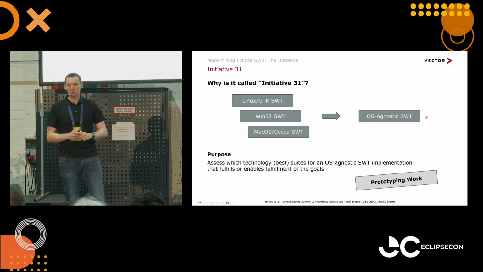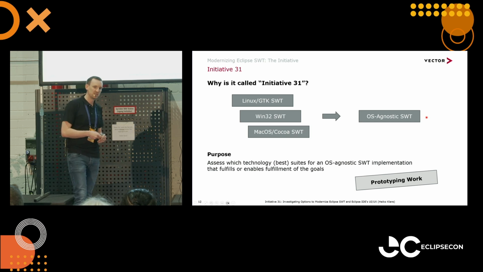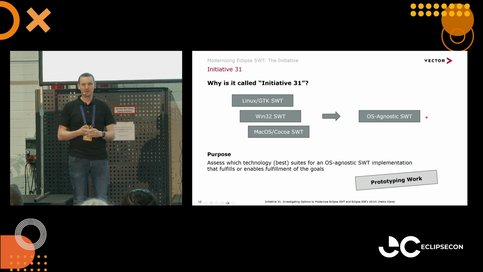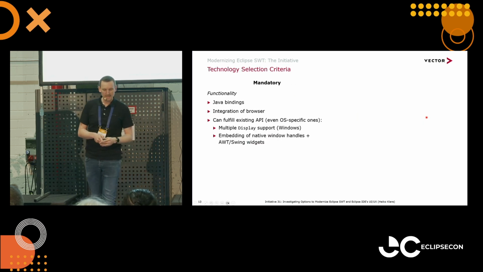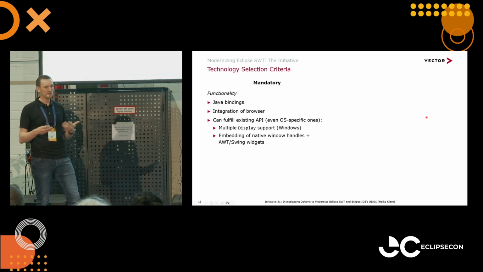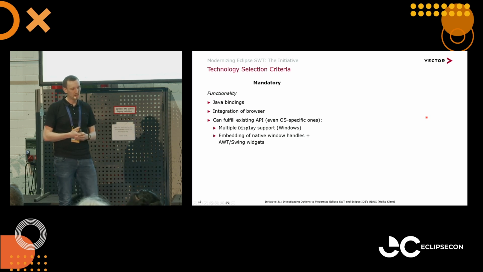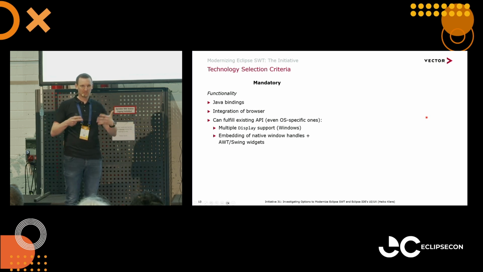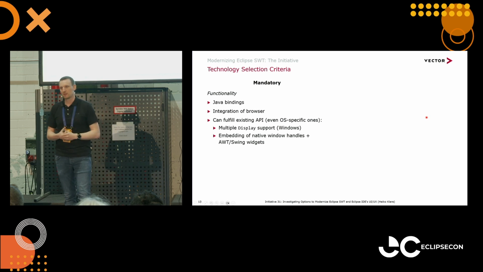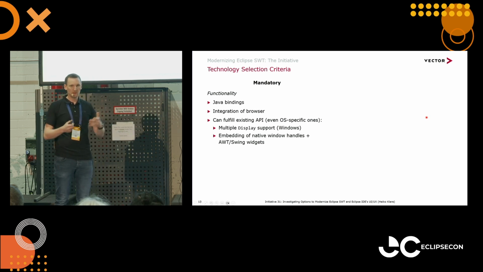When we started this prototyping work, of course, we first thought about what criteria do we have? So when do we identify a technology as potentially fitting? What should we investigate in such a prototyping phase? And there are some things that are rather obvious. So regarding functionality, of course, we need some kind of Java bindings to use it from our Java code, or we need to provide them. We need to have a browser integration. That's a rather crucial part, because in Eclipse applications, you need a browser to properly use them. So you need to have some chance to integrate in any kind of browser.